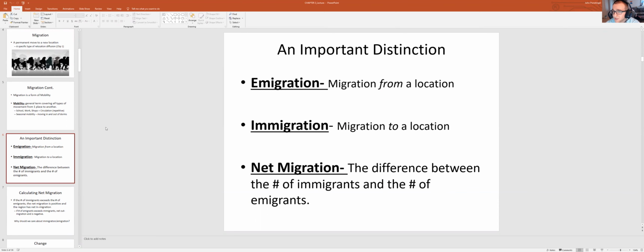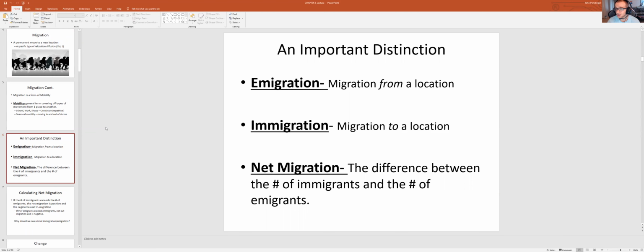So emigration and immigration. Emigration with an E is migrating from a location, meaning that you're leaving the country. So you emigrated from Canada, you emigrated from Germany. Immigration with an I is migrating to a location. So in the US, we'll say immigrants from Spain, immigrants from the UK, immigrants from China. That's an important distinction to make, especially when we're talking about tracking people's movements. So emigration with an E, migrating from.